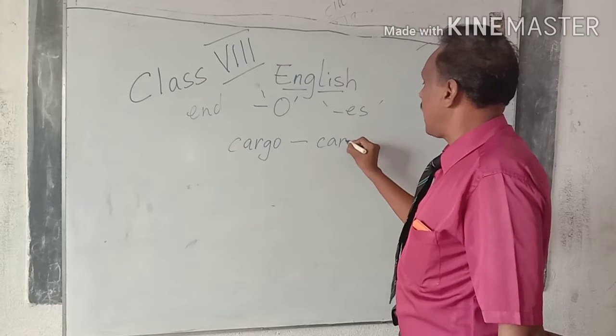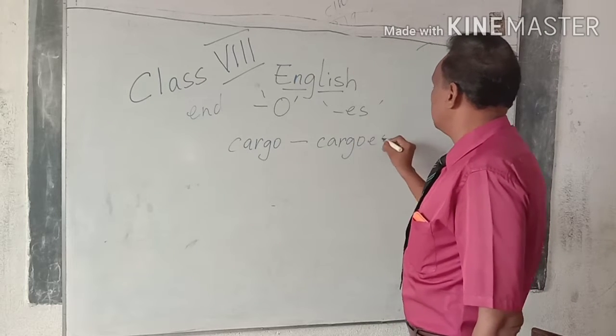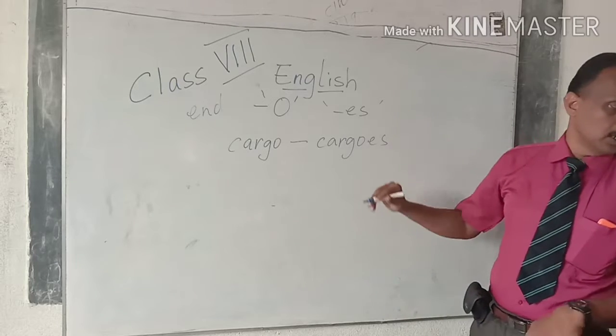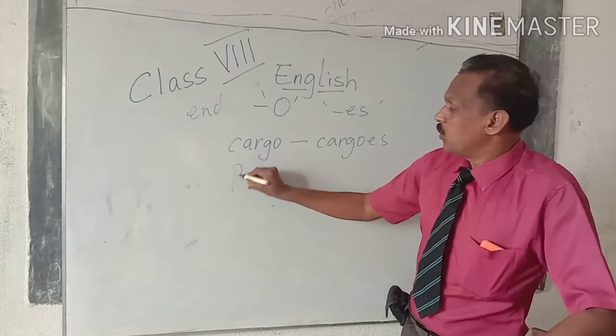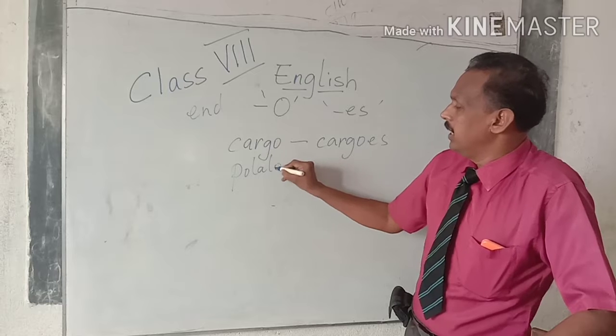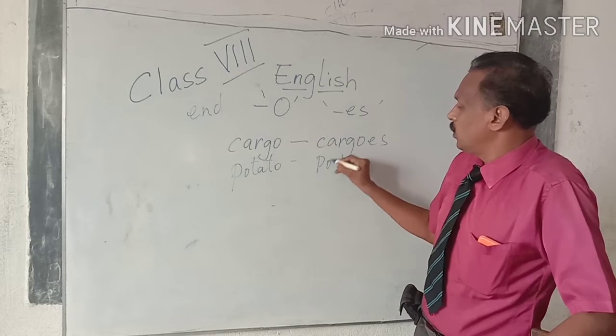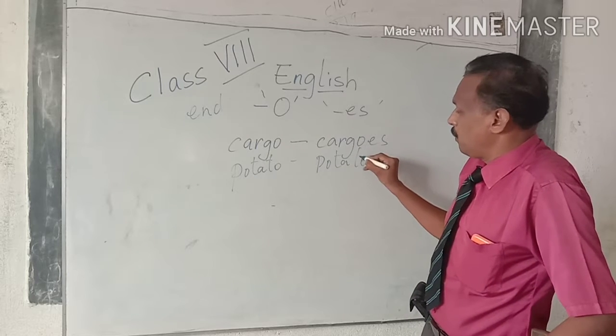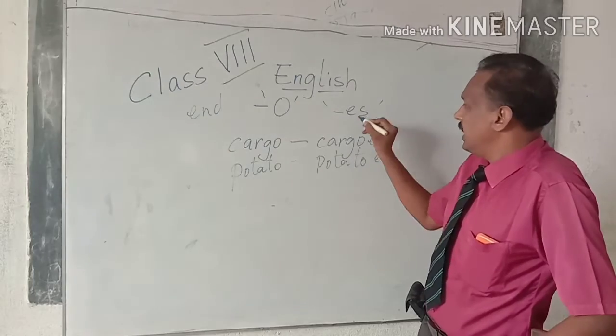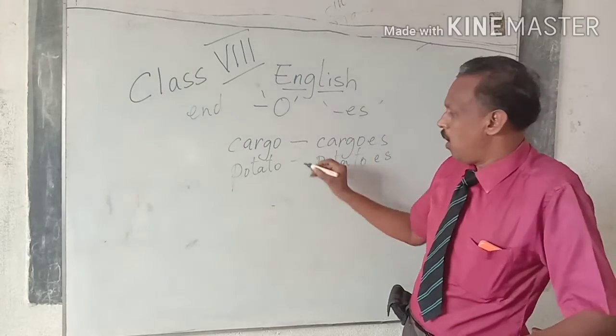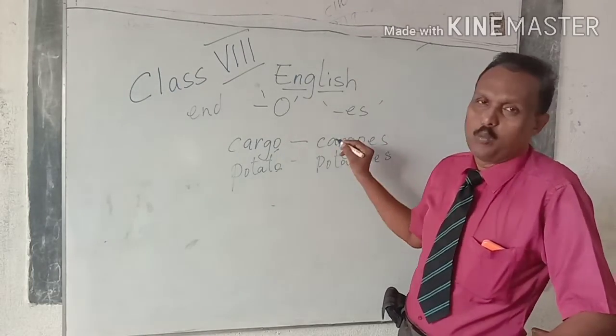What is the plural of cargo? It ends in O, so it is cargoes. If you take another one, you might have commonly heard about it, potato. So what is the plural of potato? Potatoes. Whereas there are some exceptions to it. Not all the words that end in O will take ES.